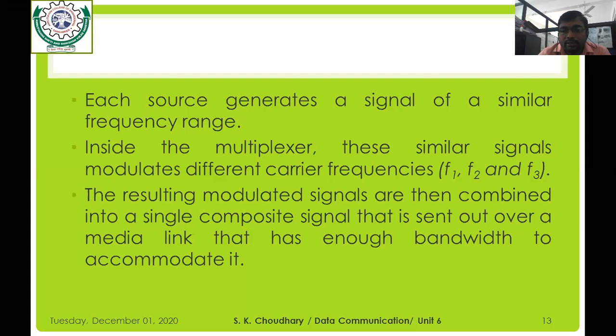So here it is the same as whatever I mentioned in this slide, and then it is sent over a media link that has enough bandwidth to accommodate it. That means the media link bandwidth is larger than the bandwidth of the output of the multiplexer.